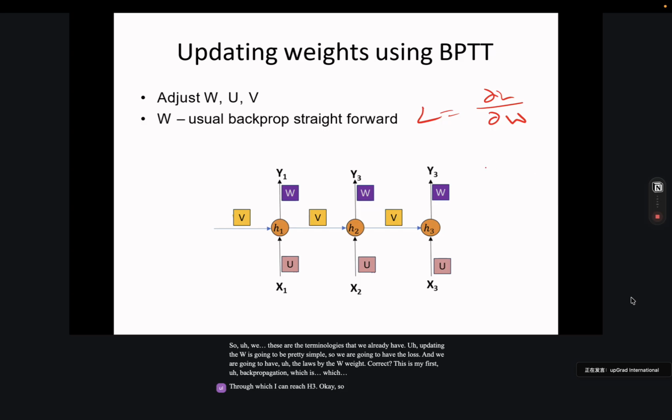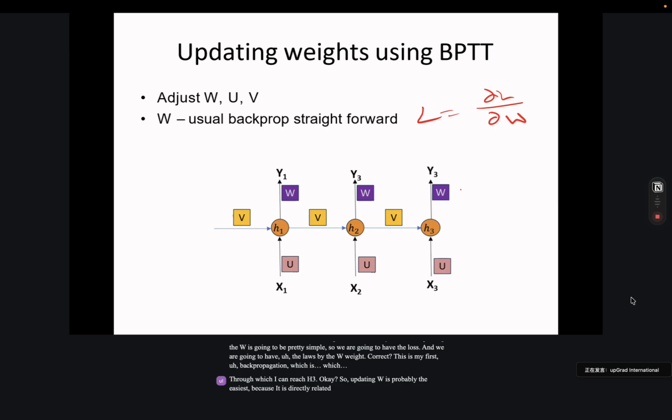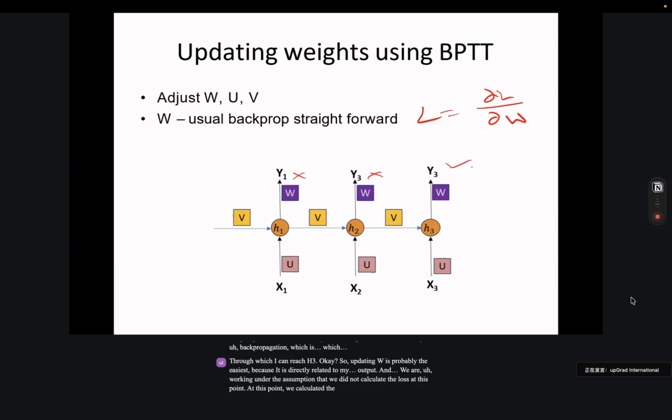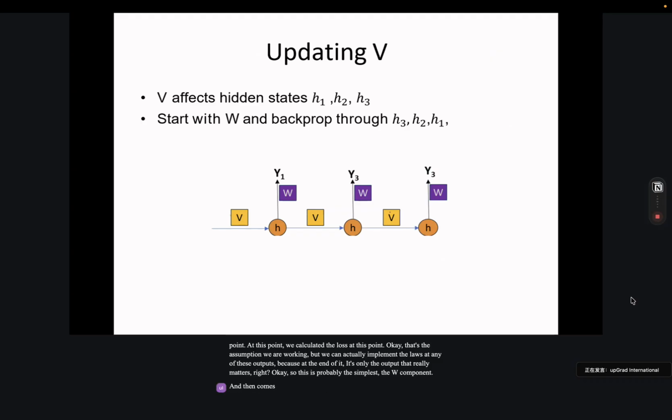Updating W is probably the easiest because it is directly related to my output. We are working under the assumption that we calculated the loss at this point. But we can actually implement the loss at any of these outputs, because at the end of it, it's only the output that really matters. So this is probably the simplest, the W component. And then comes updating the V.